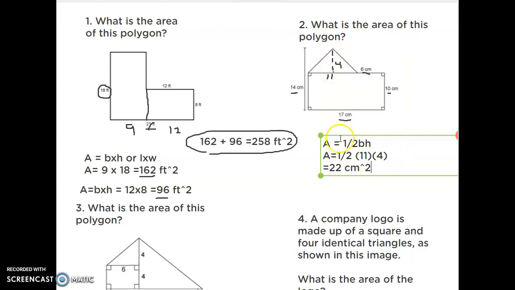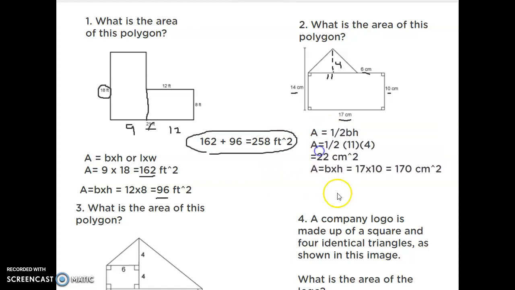All right, now that's the area of the triangle. Now we find the area of the rectangle, which is base times height or length times width. Our base of that rectangle we said was 17, and our height of that rectangle is 10. We multiply those together and we get 170 square centimeters.